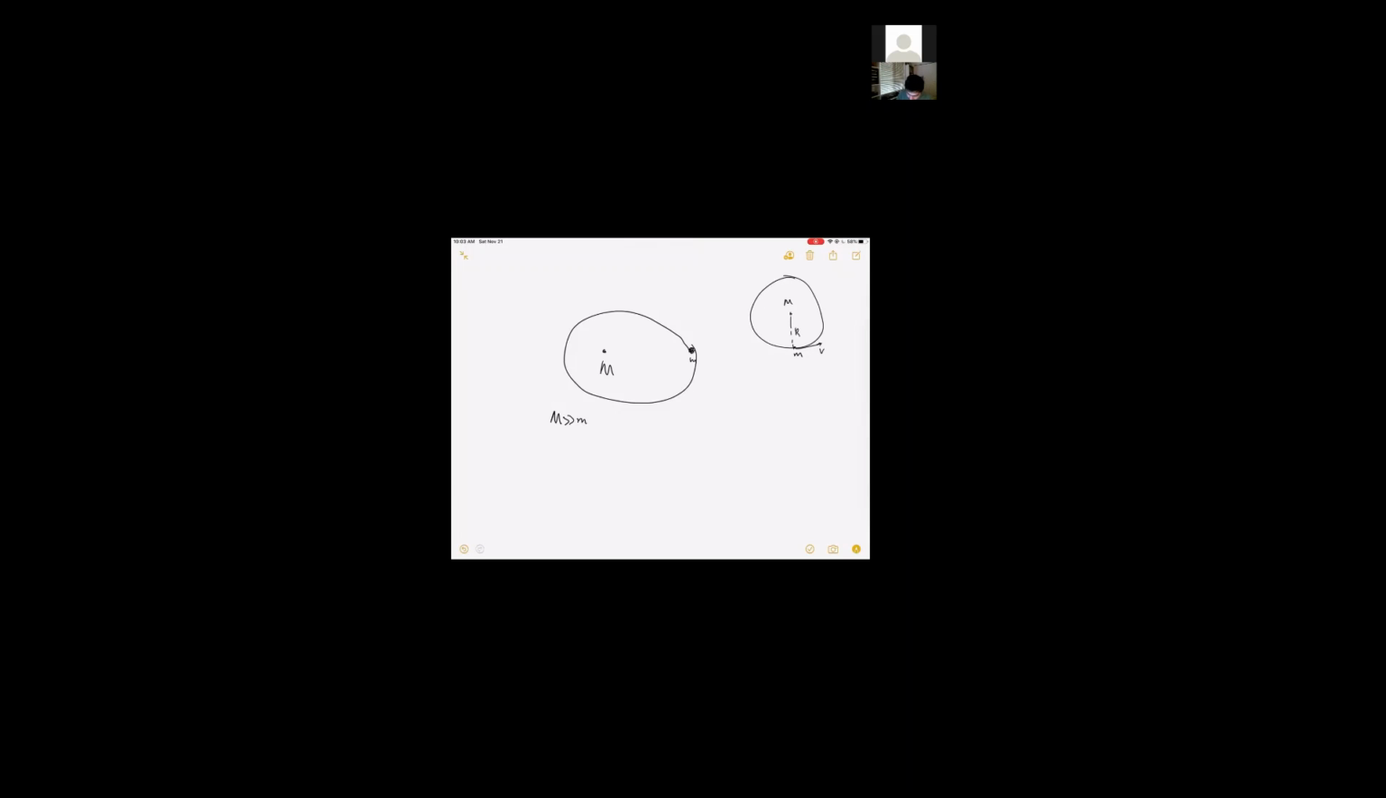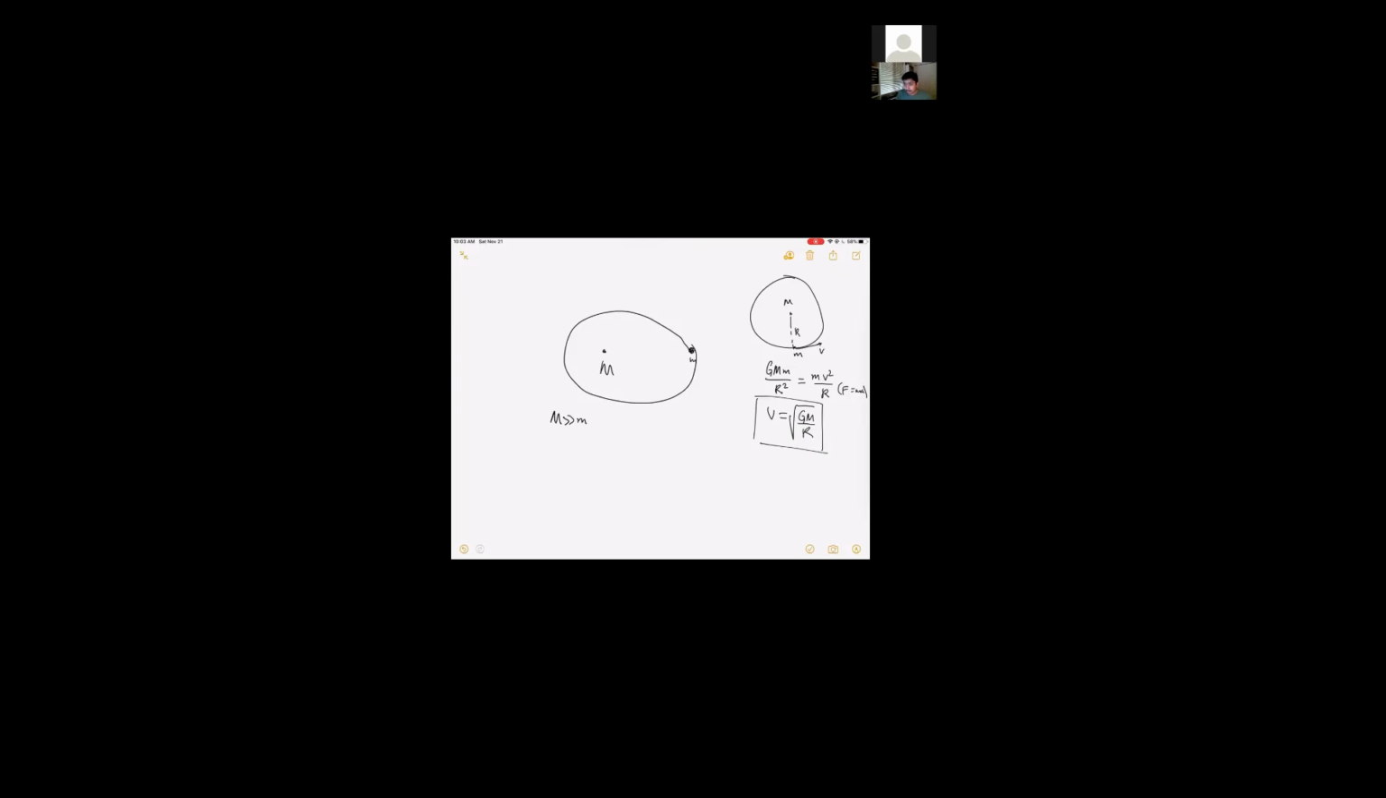In particular, we know here that the gravitational force, as you learned last time, between them is GMm over r squared, and this must equal the centripetal acceleration times the mass. This is just F equals ma. Therefore we get that v is equal to root GM over r. So this is the speed of a circular orbit.